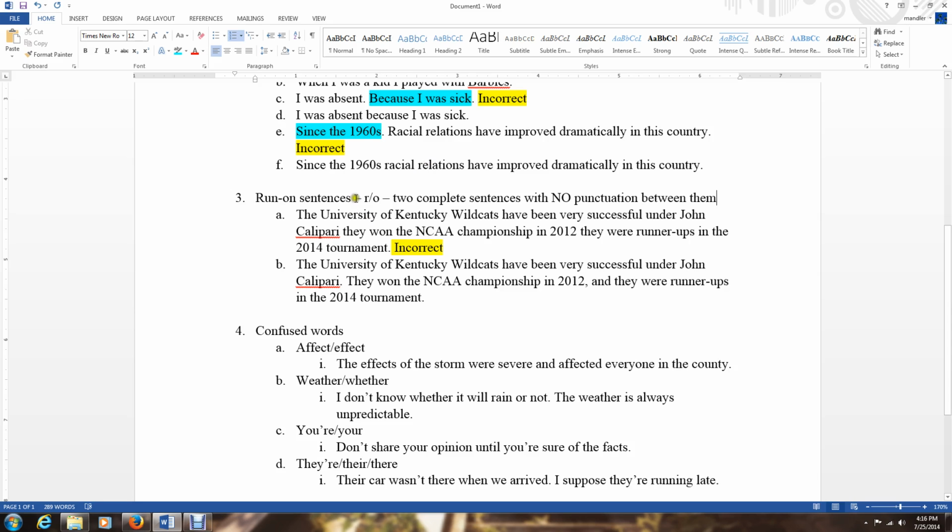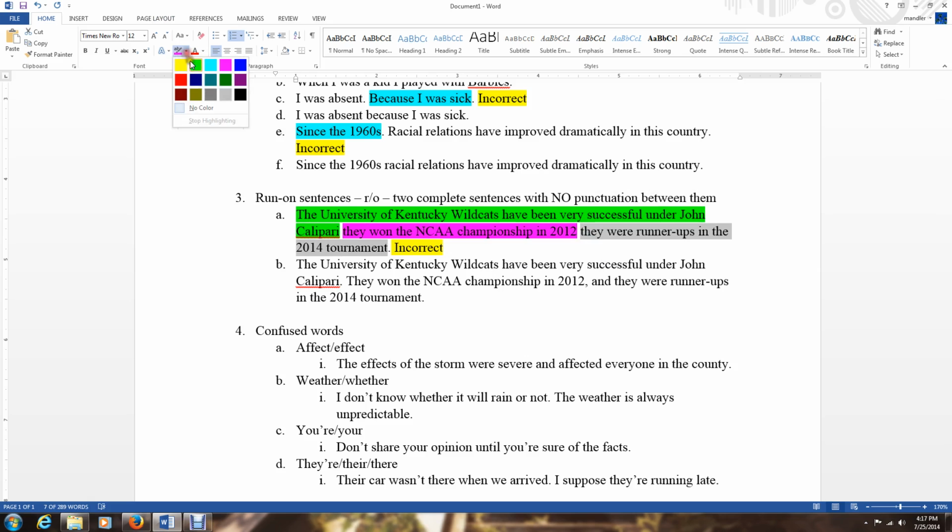So I gave an example here. The University of Kentucky Wildcats have been very successful under John Calipari. They won the NCAA championship in 2012. They were runner-ups in the 2012 tournament. Now this is incorrect because this is a sentence right here, and this is a sentence right here, and then this is another sentence. So there's three actual complete thoughts in this sample, but there's absolutely nothing between them. And so all we have to do to fix this is make it clear that those are separate sentences.